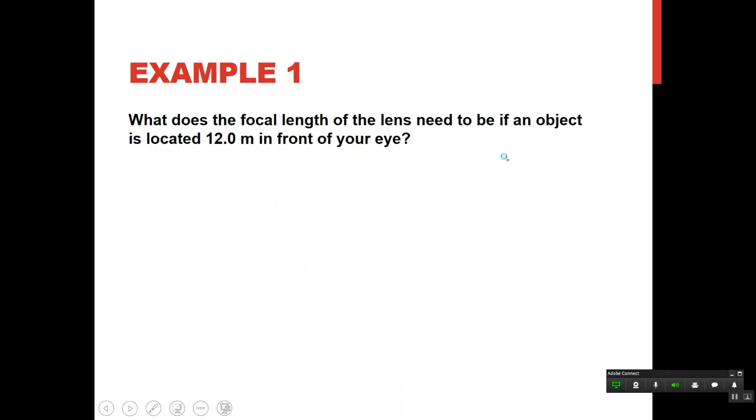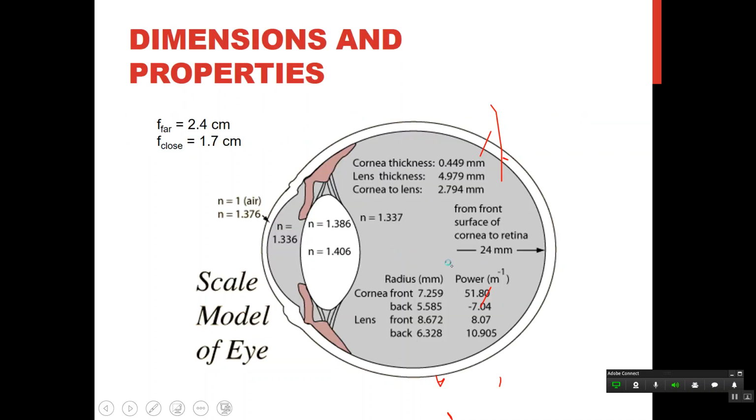This distance here is quite important. This 24 millimeters is the distance between the lens, or what we call the surface of the cornea, and the back where the retina is. Okay. Another thing that's important is this thing here.